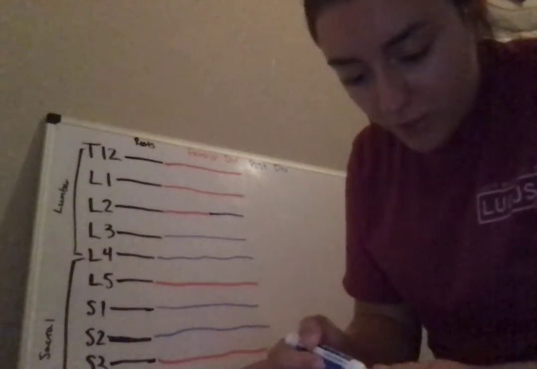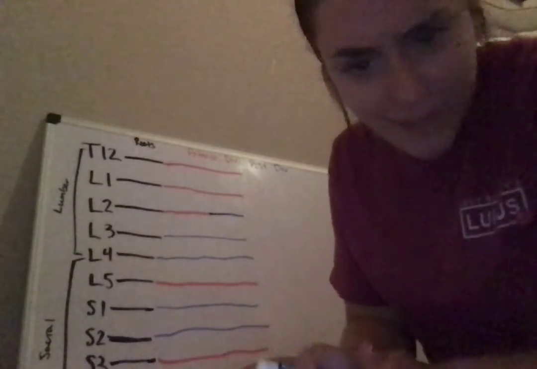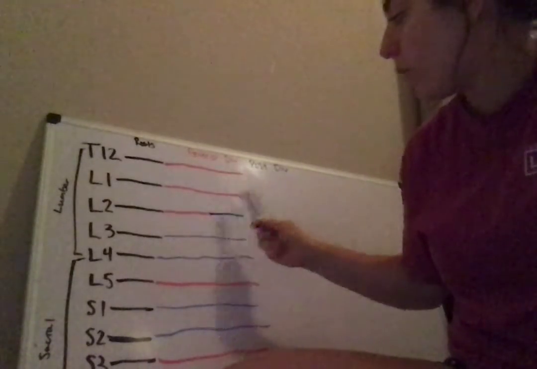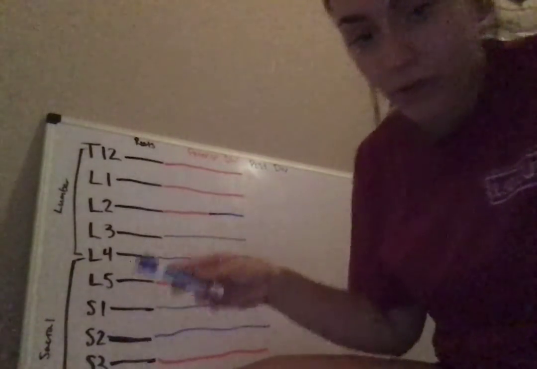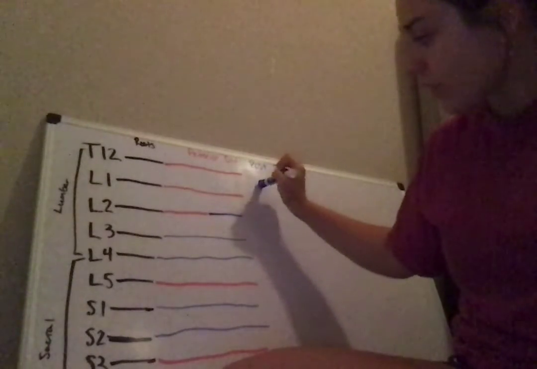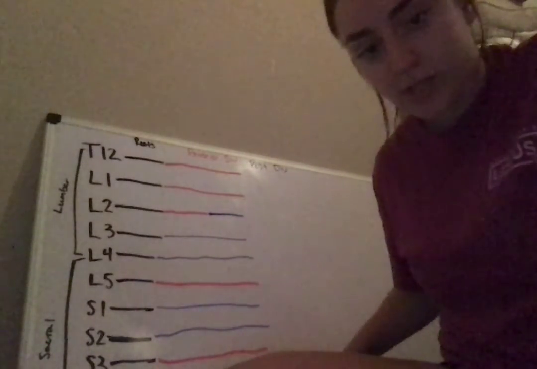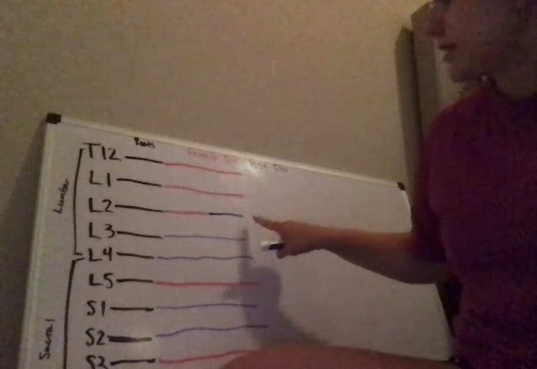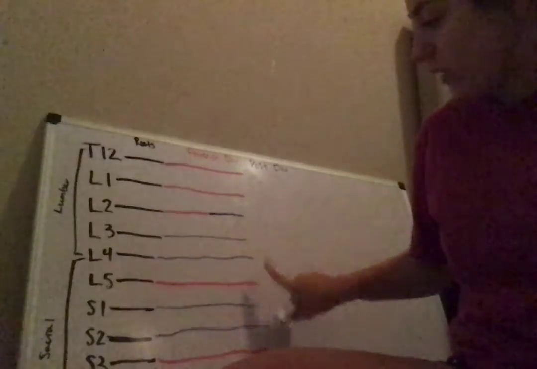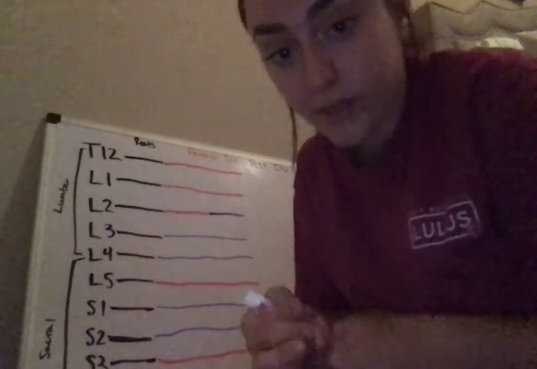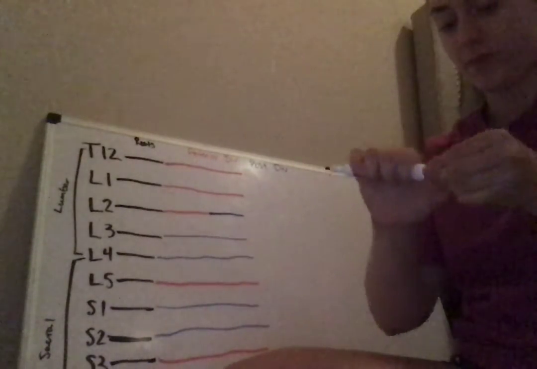And then just to go through and clarify real quick, I think you can tell, but we've got T12, L1, and the first half of L2 as anterior, along with L5 and S3. And then we've got the second half of L2, L3, L4, S1, S2 as posterior. So moving on from here, we'll get started with the very top ones.